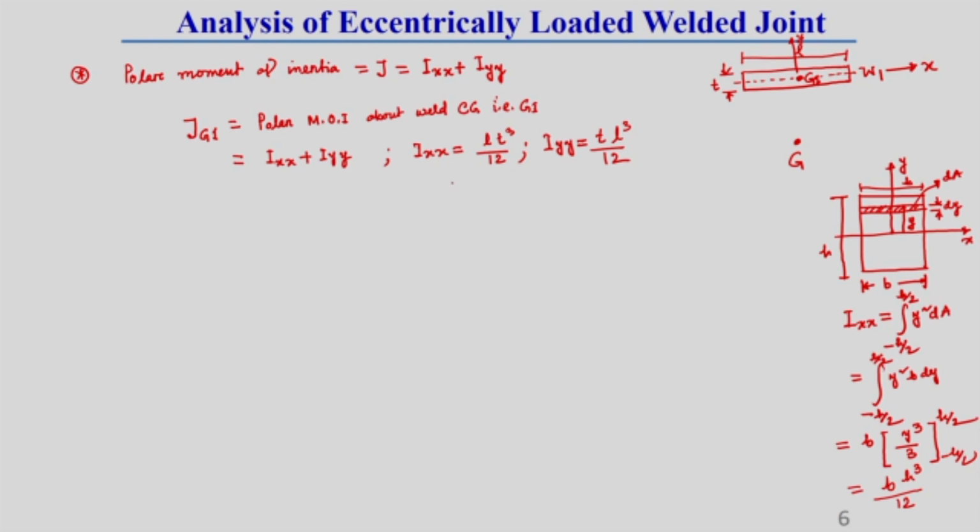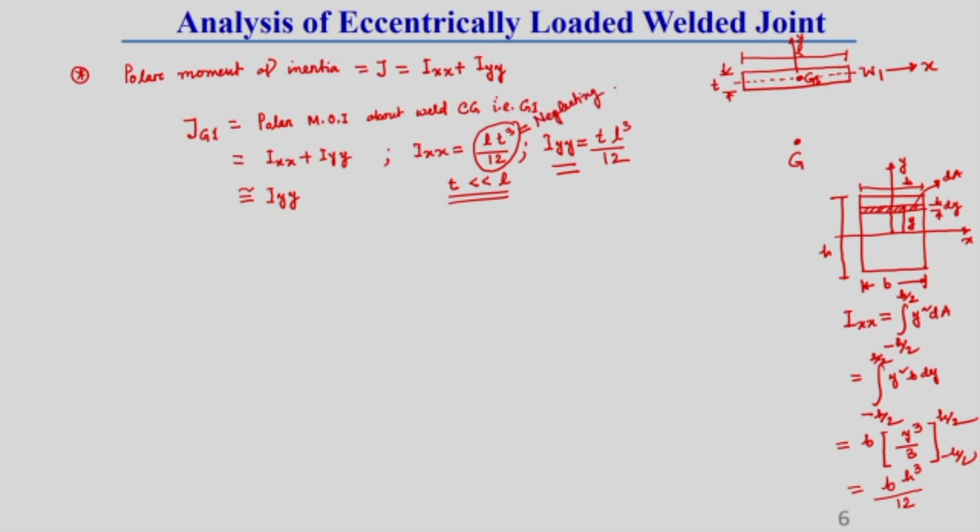Now, here T is comparatively very small than L. So, for calculation of this polar moment of inertia, we can write this is approximately equal to Iyy. Here we are neglecting the L T cube term, because it is much smaller than Iyy. So, that is why we can say this Jg1 equal to Iyy itself. We are just neglecting this Ixx term.